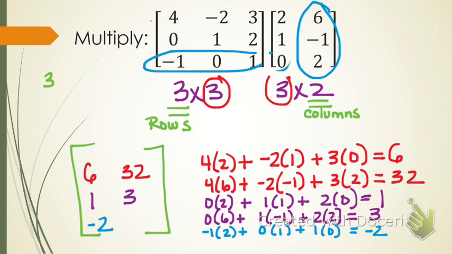And with my last row, second column, we have negative 1 times 6 plus 0 times negative 1 plus 1 times 2. And that should give you negative 4. And this is the answer that you would have to give me to get full credit on the quiz.